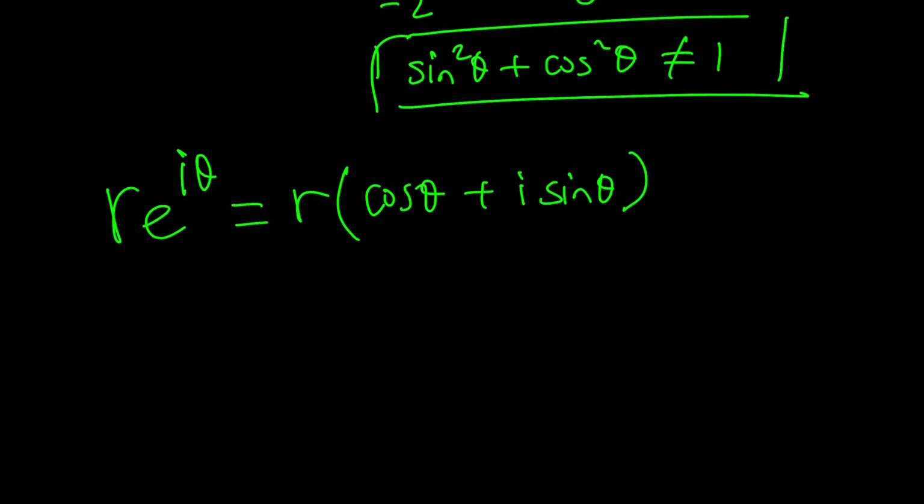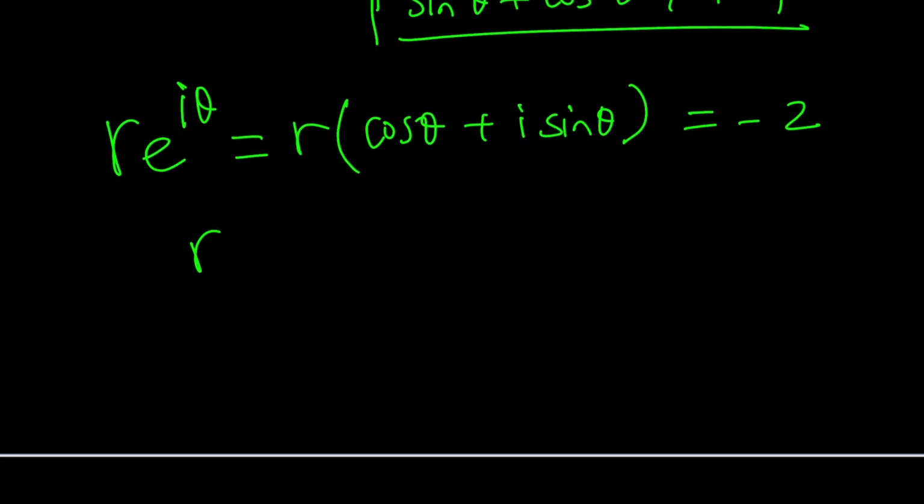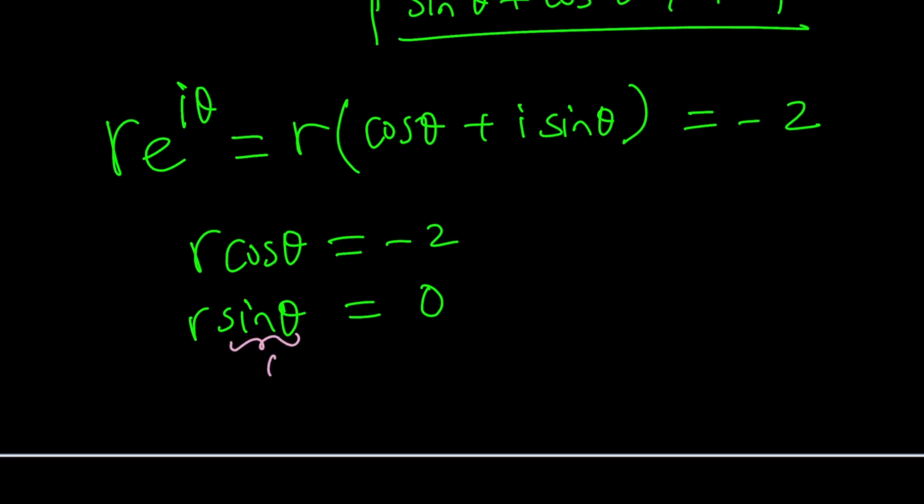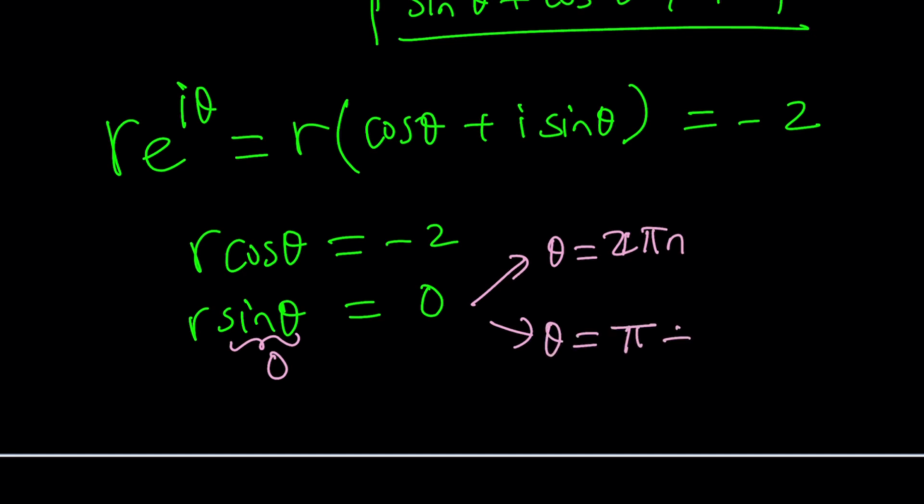Now, if you set it equal to negative 2, can we find it from here? Maybe. r cosine theta is negative 2. r sine theta is 0 because the imaginary part is 0. Doesn't this show that sine theta is supposed to be 0 here? I think so. There are two angles for which sine is 0. One of them is 0 or 2 pi, or any multiple of 2 pi, like 2 pi n. The other one is just pi, or plus 2 pi k, right? If you look at the principal values, or the smallest values, this would give you 0, this would give you pi.